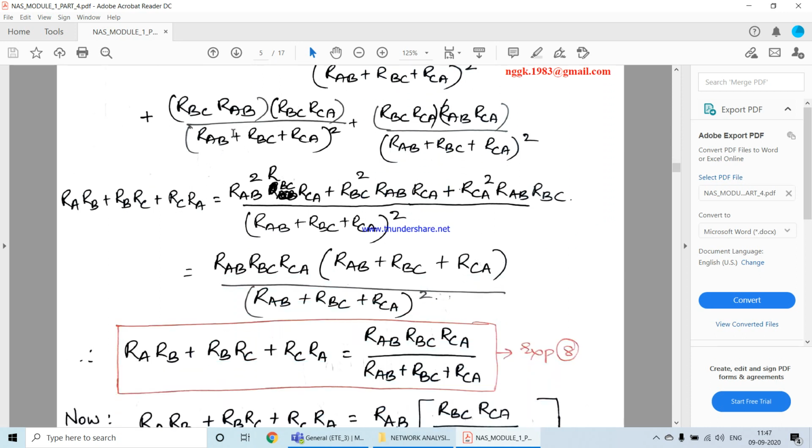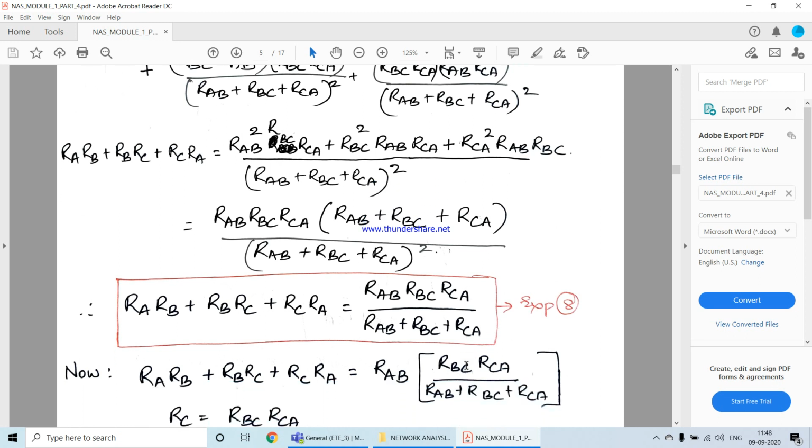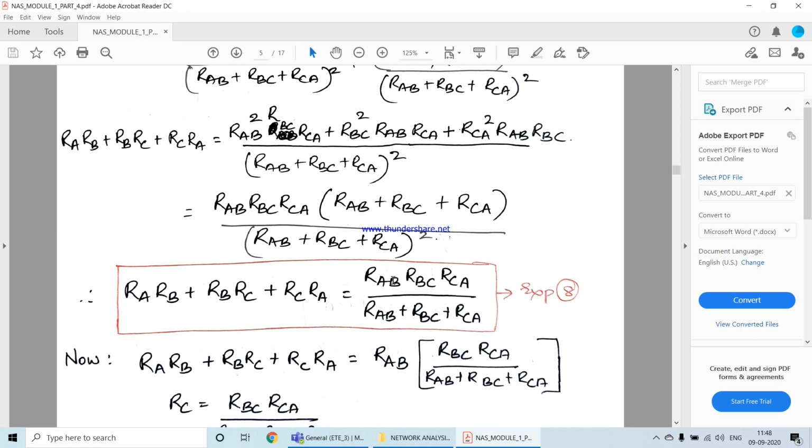You can follow the steps which I've simplified here. It's all simple mathematics which you can follow, whatever I've done here. Finally, I end up with RA RB plus RB RC plus RC RA equals RAB RBC RCA divided by RAB plus RBC plus RCA. Understood? Now what you see here is I'll keep RAB separate and I will take RBC RCA divided by RAB plus RBC plus RCA.